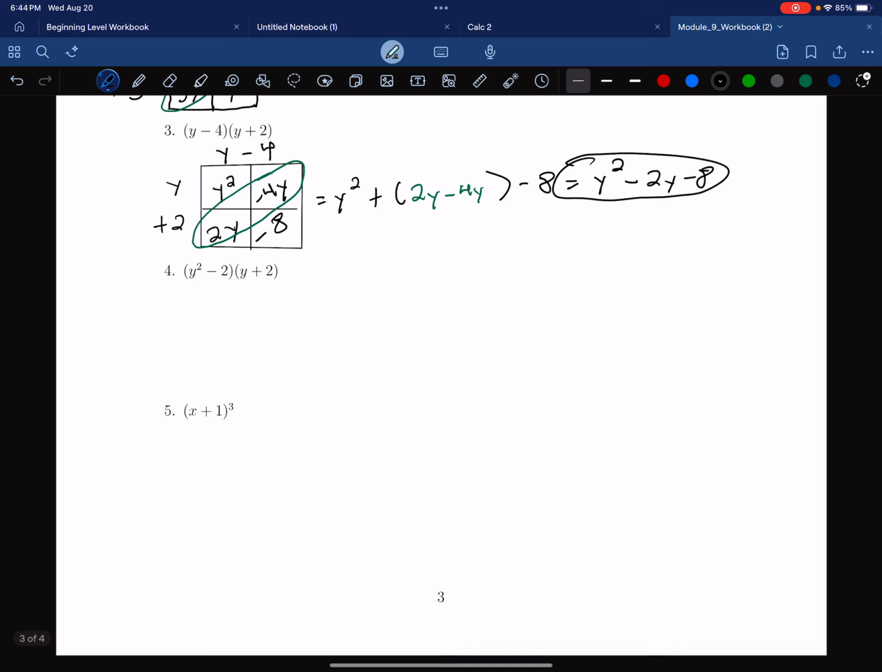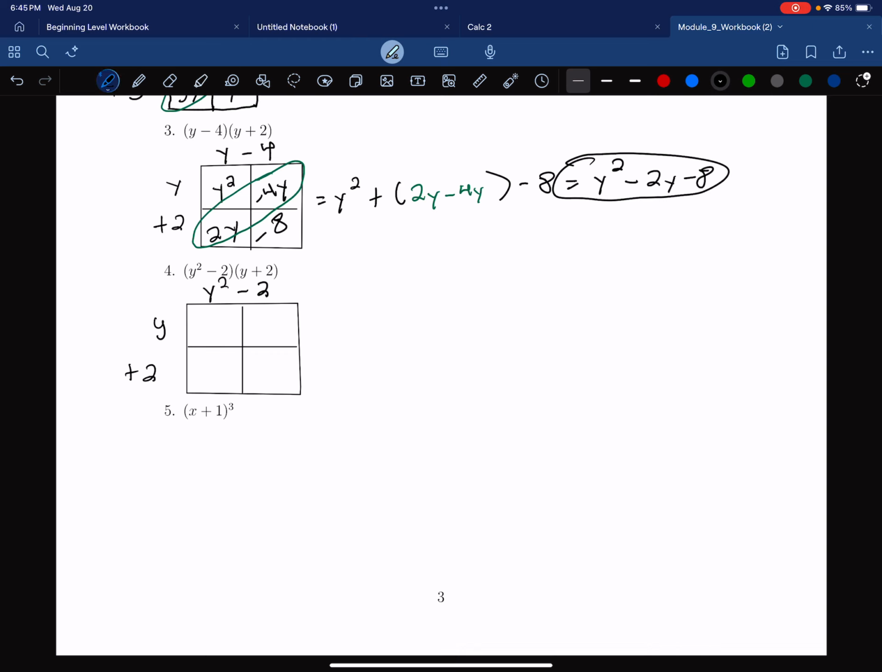Looking at example 4, we now have something originally in y. We have a y squared now, but don't let that scare you, because nothing's going to change. Our process is going to be exactly the same, except our answer is just going to look a little bit different. That's all that's changing here. So I'm going to transfer that y squared minus 2 on top. So y squared minus 2, and then y plus 2.